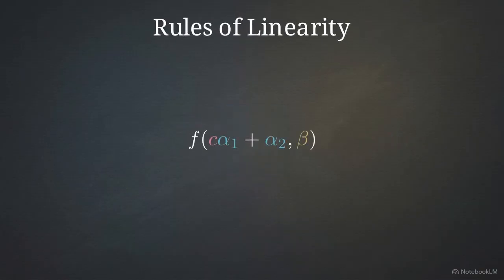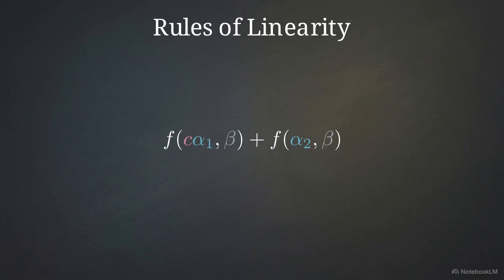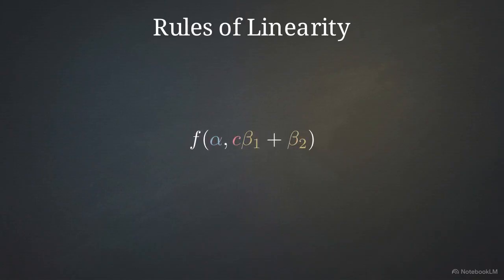For a function to be bilinear, it must follow specific rules of linearity. For instance, it must be linear in its first argument, as shown here. This means if we keep the second vector, beta, constant, the function behaves exactly like a standard linear transformation on alpha. The same requirement applies to the second argument if the first is held constant.